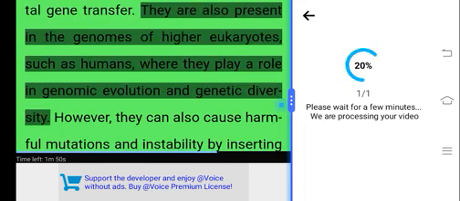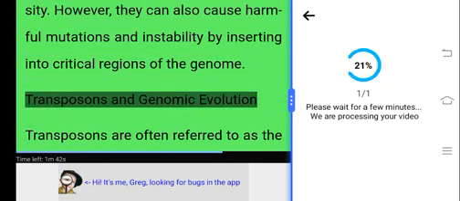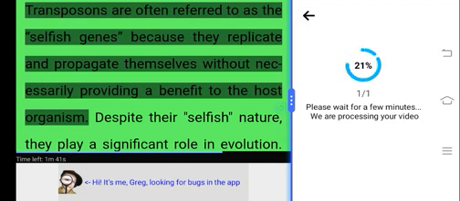They are also present in the genomes of higher eukaryotes, such as humans, where they play a role in genomic evolution and genetic diversity. However, they can also cause harmful mutations and instability by inserting into critical regions of the genome. Transposons in genomic evolution. Transposons are often referred to as selfish genes because they replicate and propagate themselves without necessarily providing a benefit to the host organism.